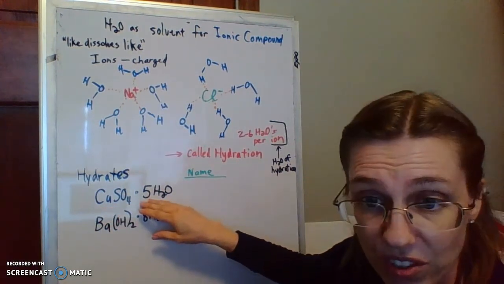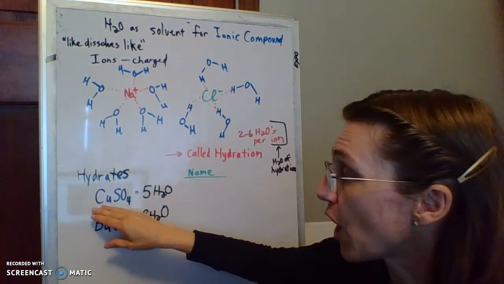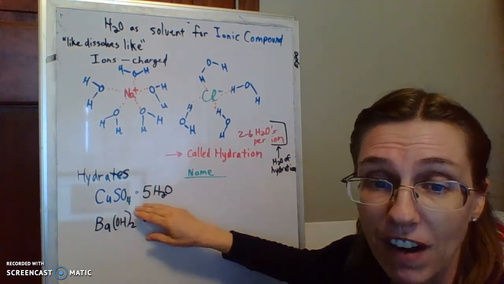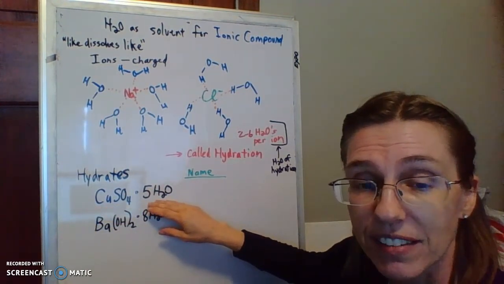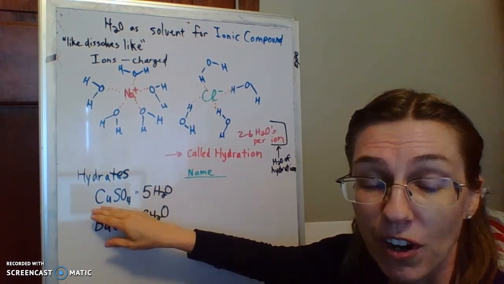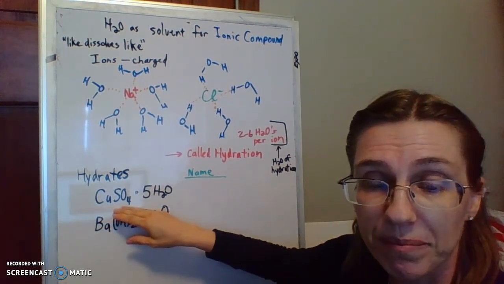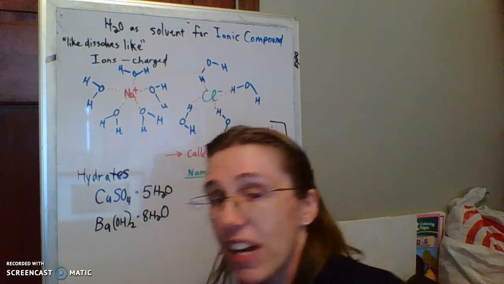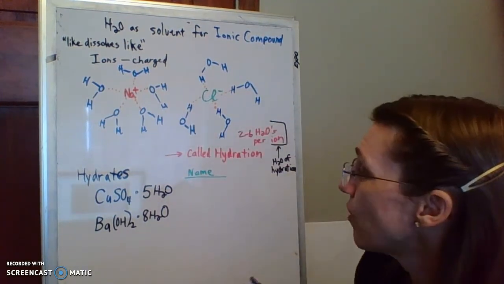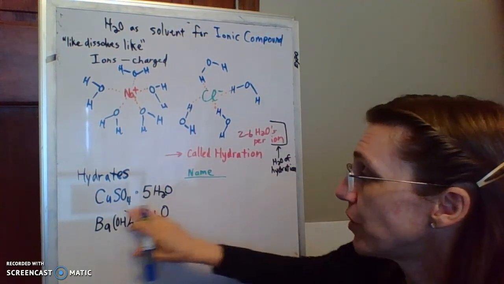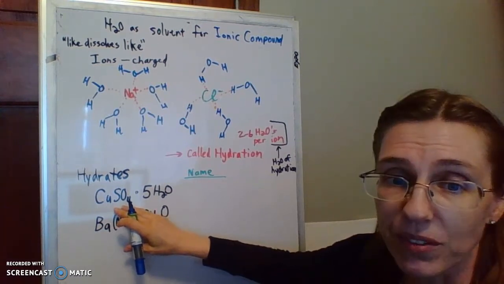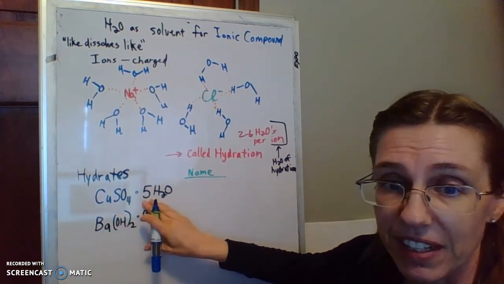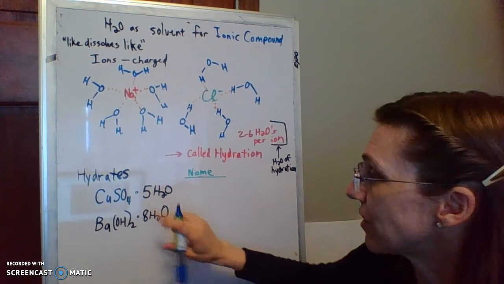So in the crystals, the solid form of copper 2 sulfate, there are 5 water molecules in there for every copper 2 sulfate. So we've got a name for these. To name these guys, what we're going to do is we're going to name the ionic compound, we're going to put our prefix, and then call it a hydrate. Let's look at this example.